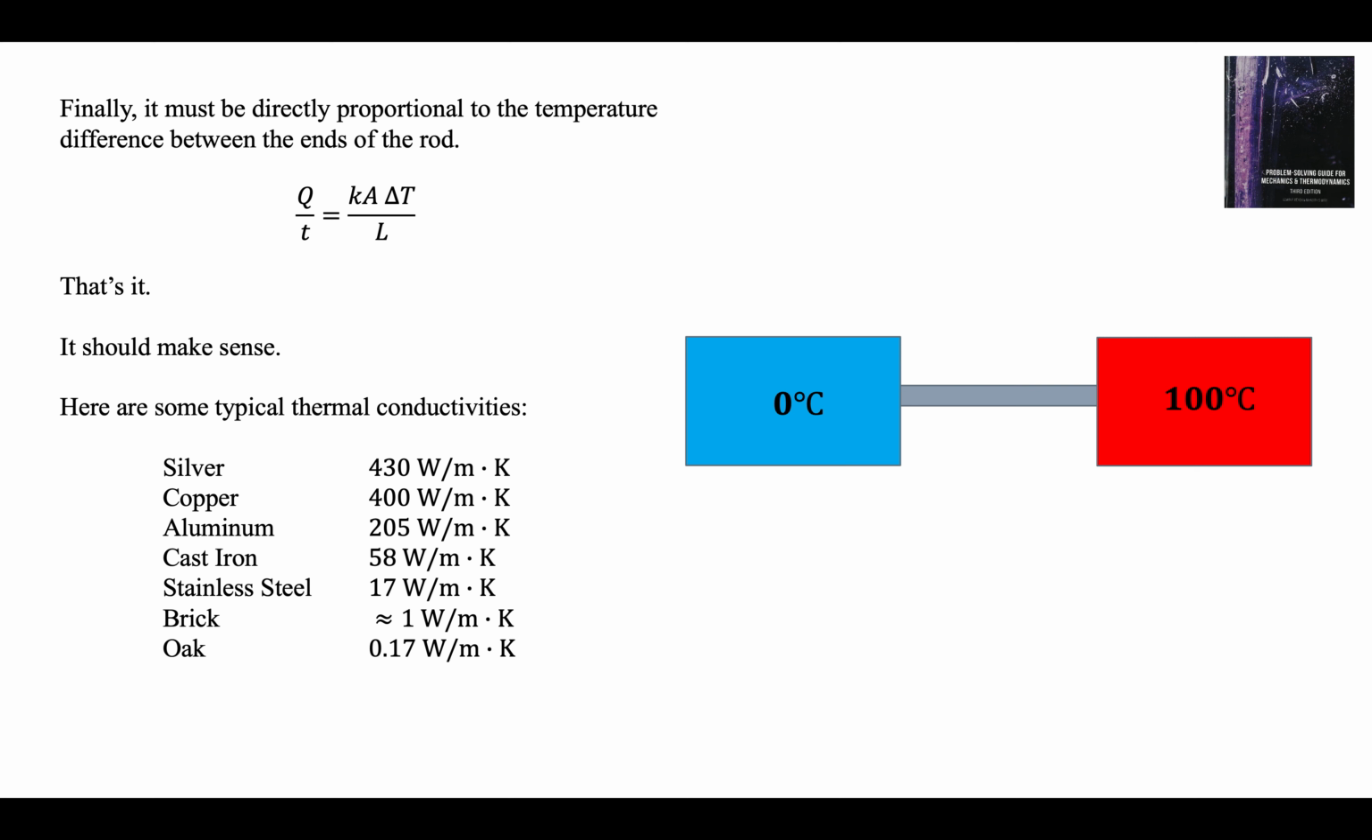Brick, oak, air, not good at all. Argon: if you have glass doors to go out to your patio, it's very likely that there's a layer of argon in between the two glass panes because that prevents thermal energy transfer through the window.